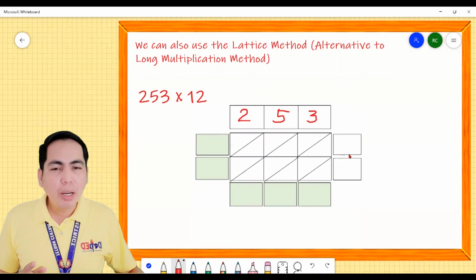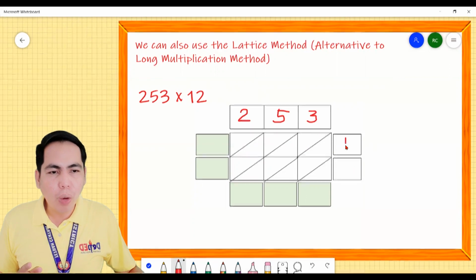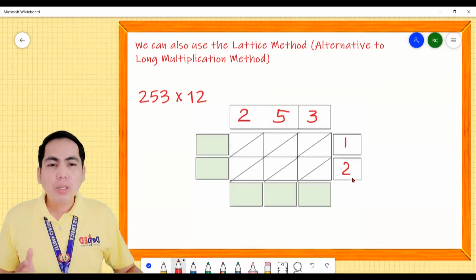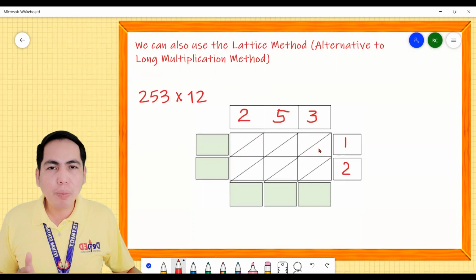While here, we are going to write our multiplier 12. So 1 and then 2. So we can start multiplying this 1 and 3. 1 times 3 will give us 3. Since we need to put 2 digits inside each box here, instead of just 3, we have to put 0, 3. That's why our initial product, we have 0 and 3.